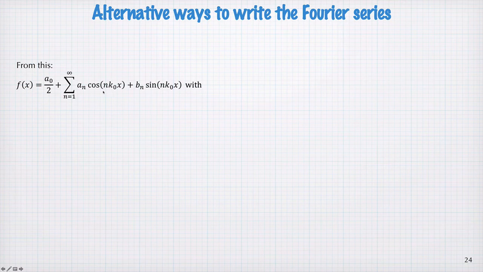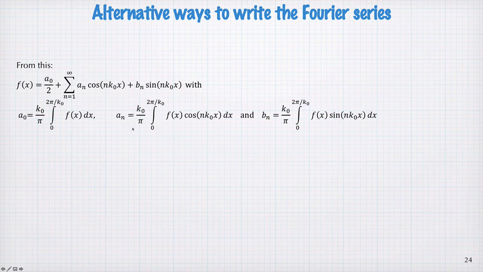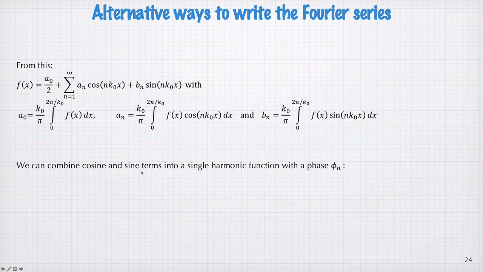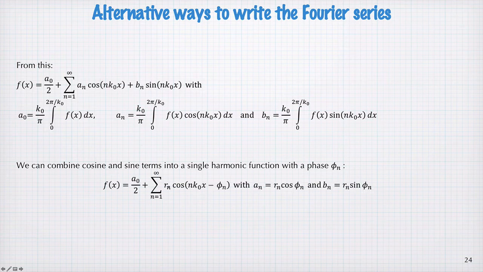Let's start again with now our angular spatial frequency Fourier series with these definitions of the coefficients. And we can combine, if we wish, the cosine and sine terms into a single harmonic function. We can do that because the cosine and sine functions here for a given value of n have the same frequency, and a cosine function plus a sine function can be written as a single harmonic function with some new amplitude and phase. In other words, we can write it like this.